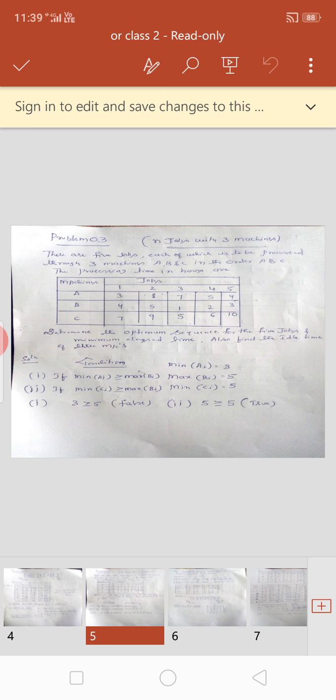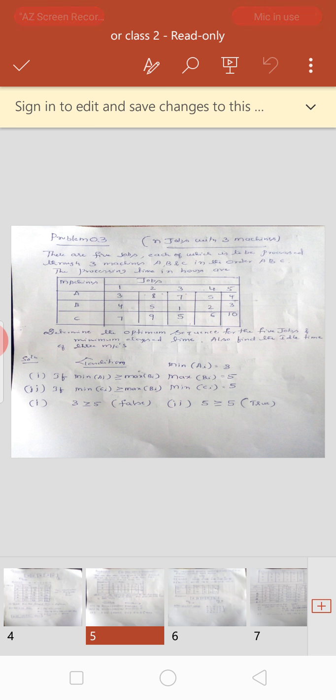Don't just assume the sequence order. In this problem the given order is A, B, C, so I have done A, B, C only. If the order is B, C, A, you start with B first, C second, A last, like that. Now the processing times are also given for the particular jobs in hours, and we need to calculate the optimum sequence order for the jobs along with the minimum run time or elapsed time along with idle time for the particular machines.